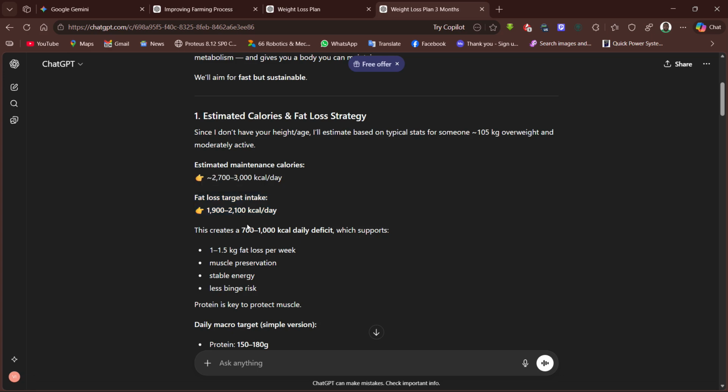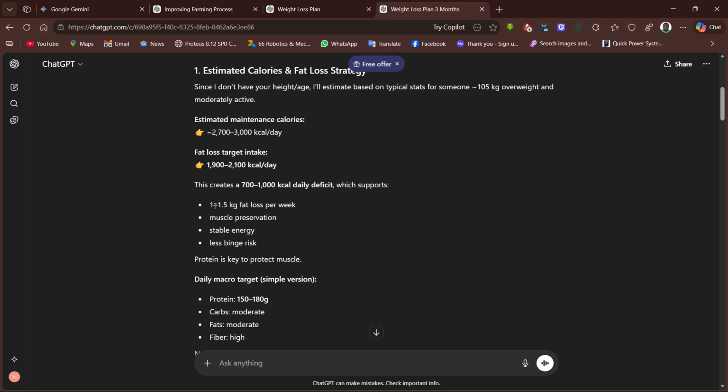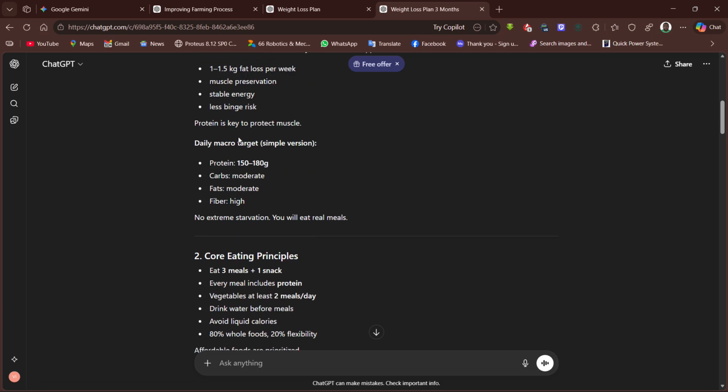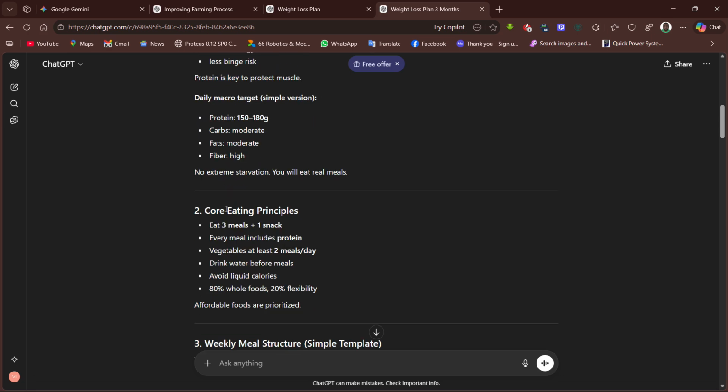You see, this creates a 700 to 1000 kilocalorie daily deficit, which supports 1.1 to 1.5 kilogram fat loss per week, muscle preservation, stable energy, less binge risk. Protein is key to protect muscles. Daily macro target, and then protein 150 to 180 grams. Carbs moderate, fat moderate, fiber high. No extreme starvation. You will eat real meals.